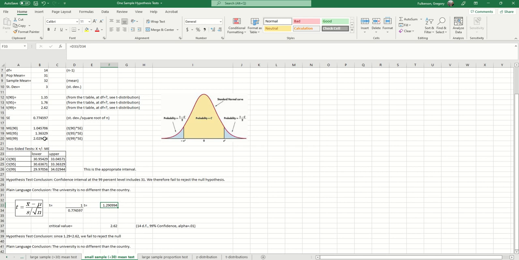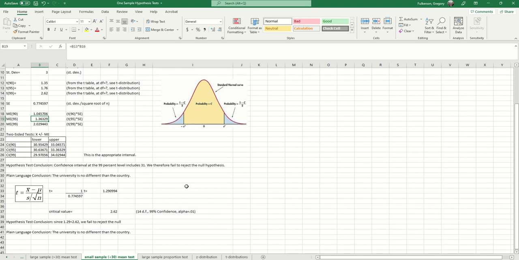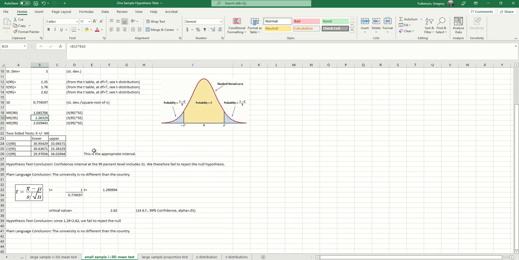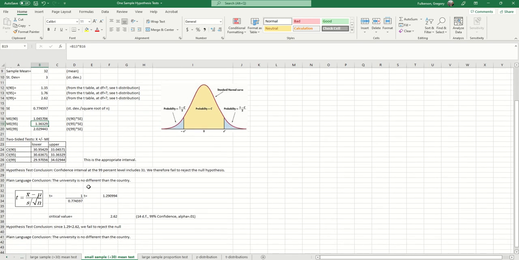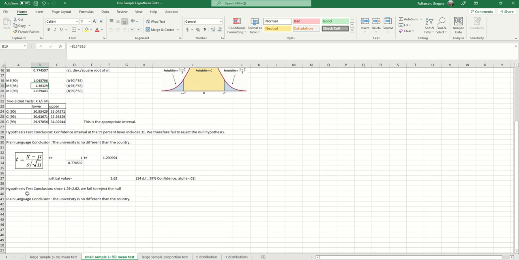And 1.29 is less than the critical value of t at a 95% confidence level with degrees of freedom equal to 14. So again, same conclusion actually. We fail to reject the null. And the plain language: the sample is no different than the rest of the university.